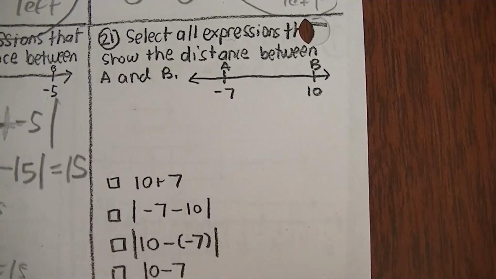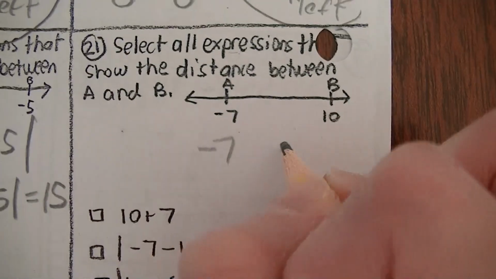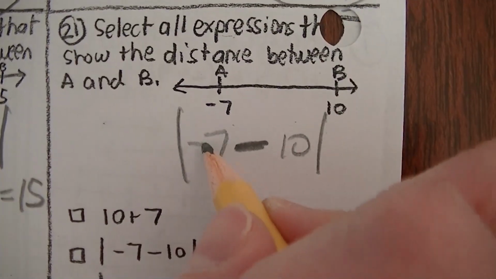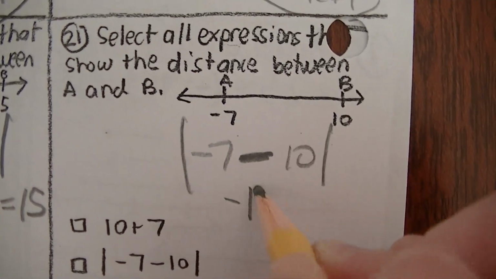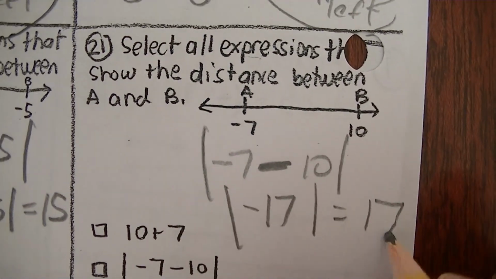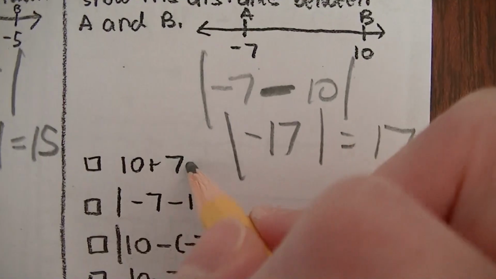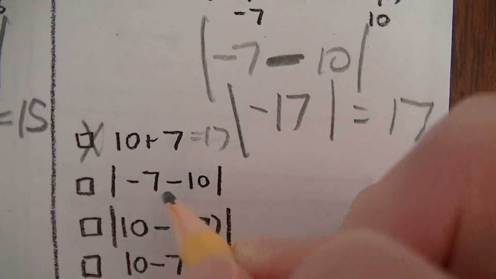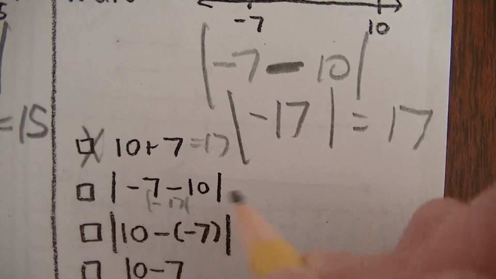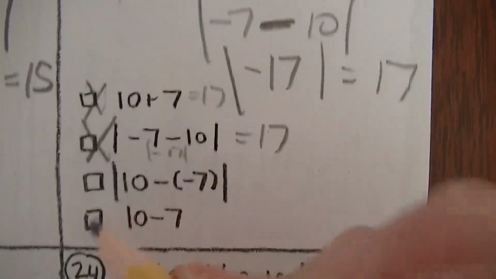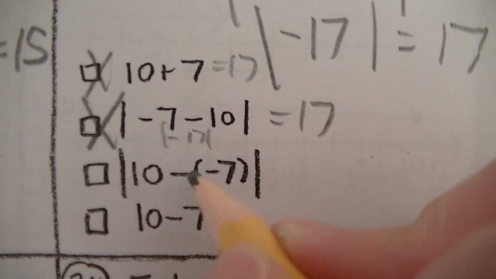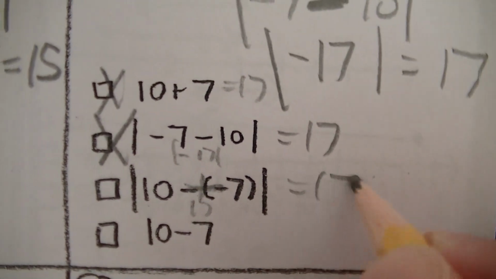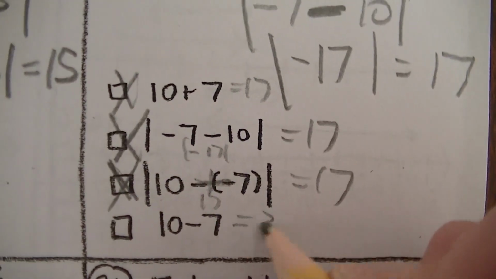Select all expressions that show the distance between A and B. Write them both down, subtract them, put the absolute values. So negative 7 minus 10 is negative 17. Absolute value it, and that is 17. So all the ones that equal 17, check them. 10 plus 7, that's 17. Negative 7 minus 10, absolute value of negative 17 is 17. Okay, 10 minus a negative 7, absolute value of that. The absolute value of 17 is 17, so that's correct. 10 minus 7 is 3, so that's not one of them.